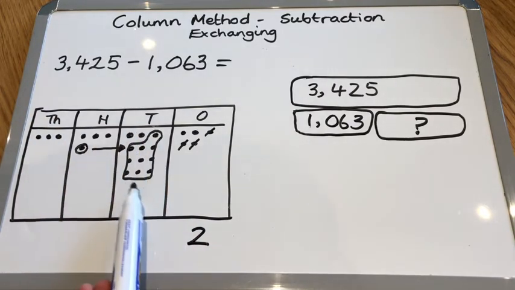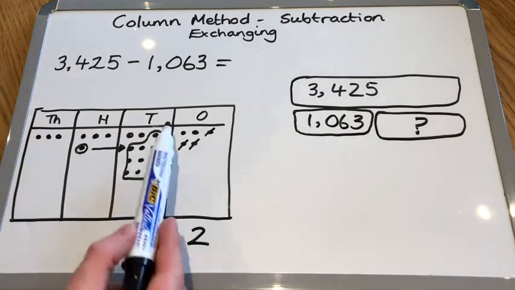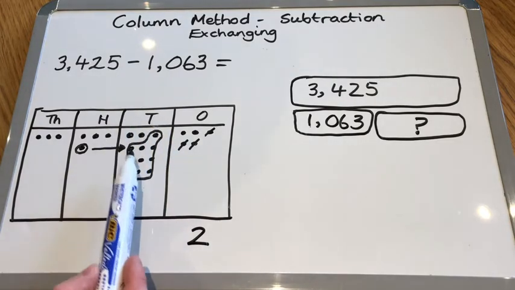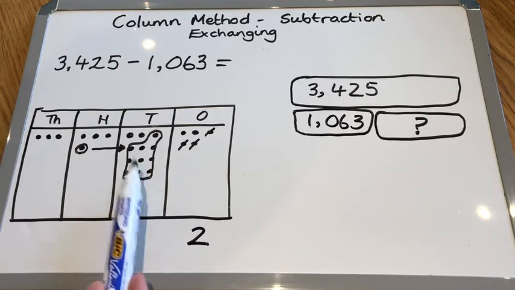So there's 12 tens in there now. Definitely enough. Now 12 tens as a whole value, well, that's 120. So we can certainly move on.